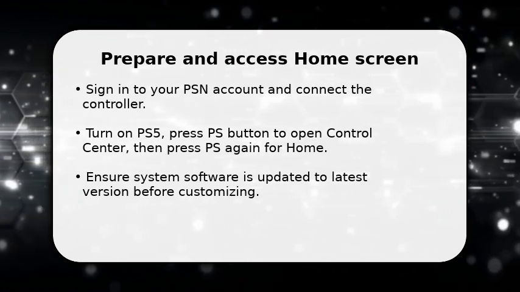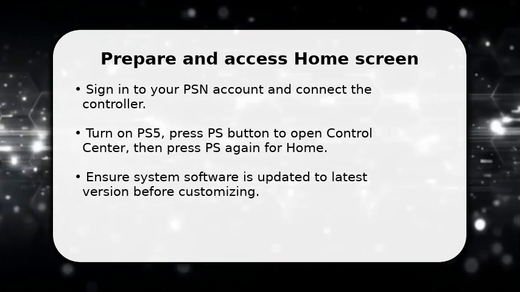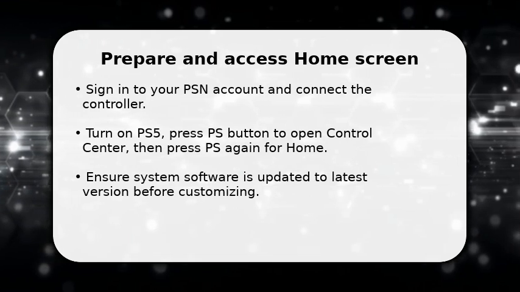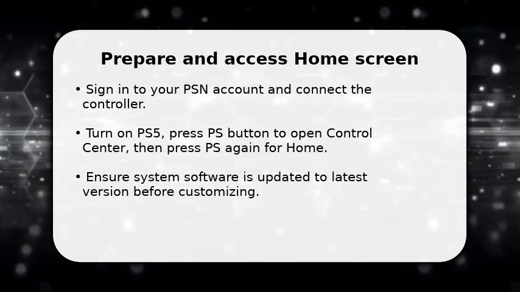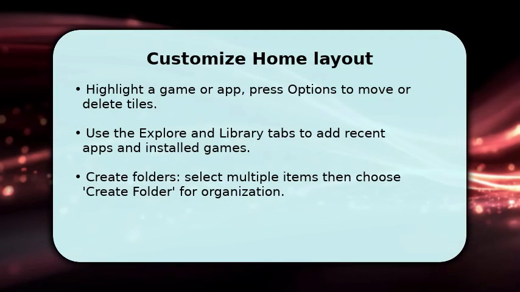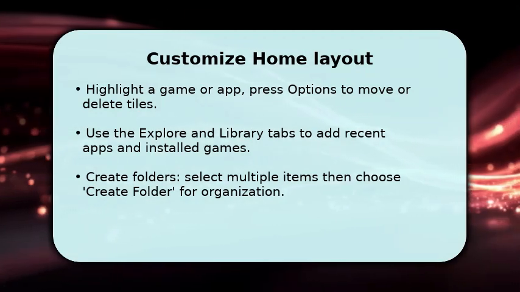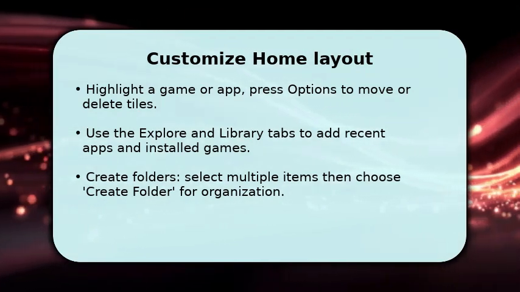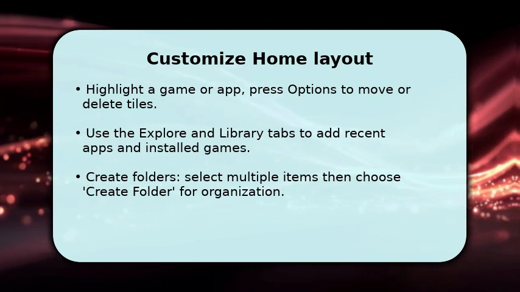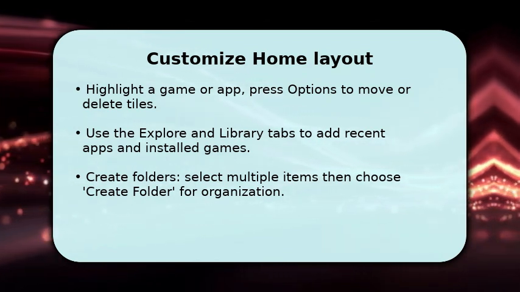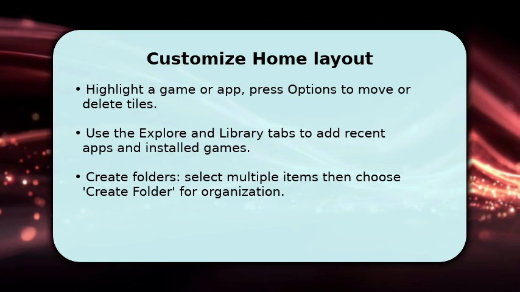If you need to update, go to Settings, System Software, Update to avoid missing features while you customize the layout and shortcuts. Now you customize the layout by highlighting items on the home screen and pressing Options to move, delete, or view details. This helps you prioritize frequently used titles.